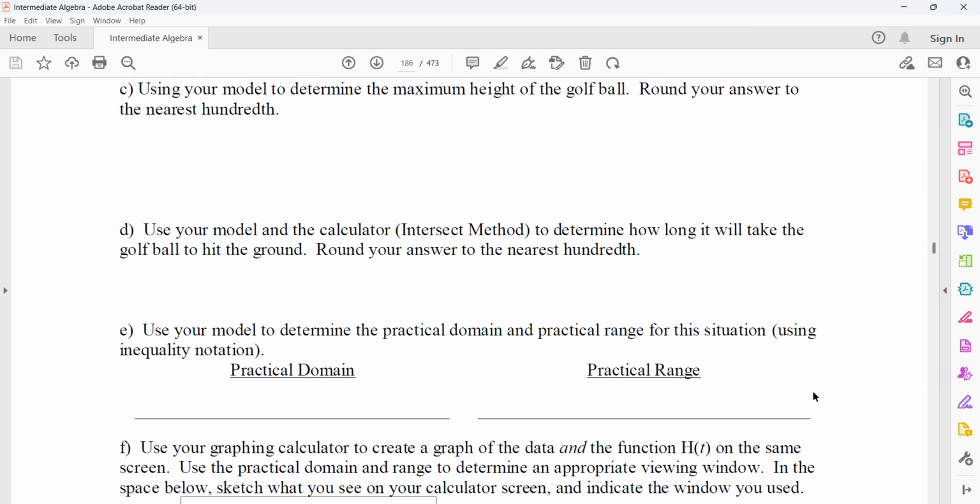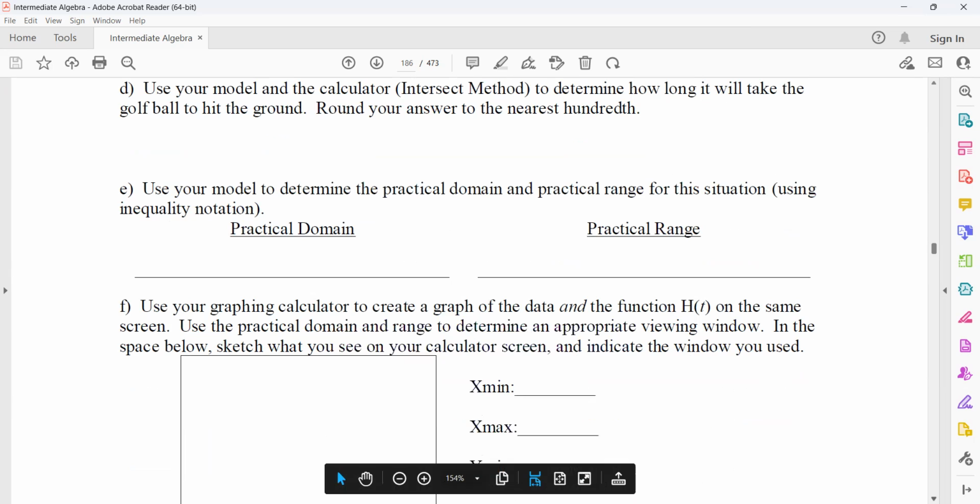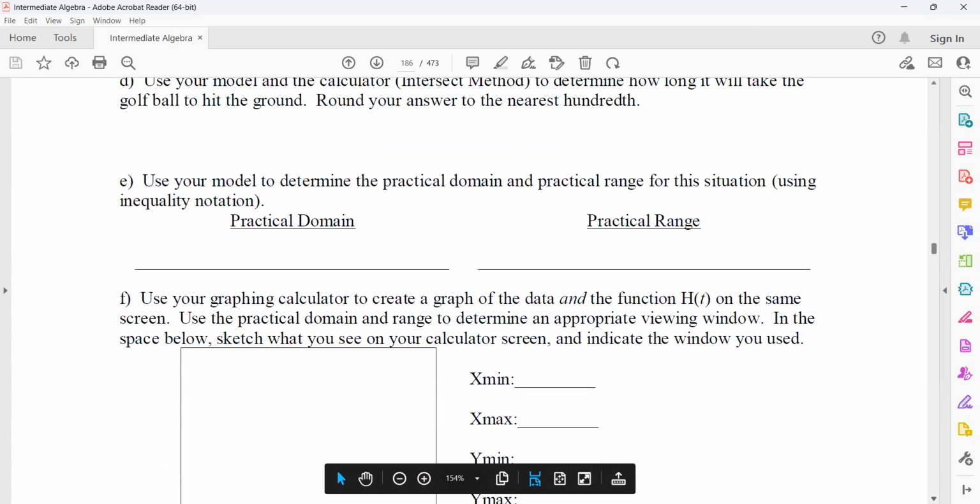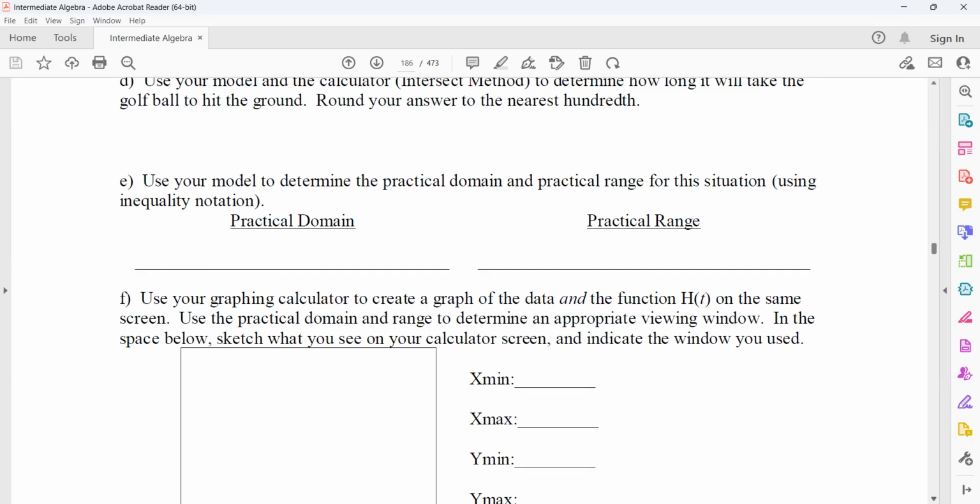All right. Now, the last part says use your model to determine the practical domain and the practical range. Now, we are looking at practical domain, so it's not going to be all real numbers. But we know that it goes from 0, and then when it hits the ground, it's seconds, right? Now, because we had a graph or something like that, right?